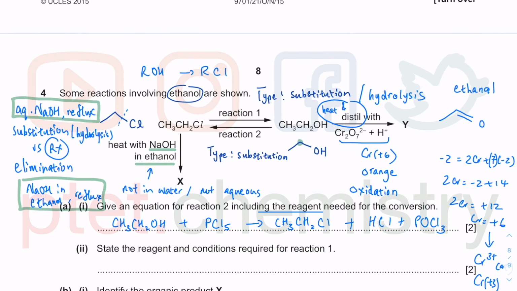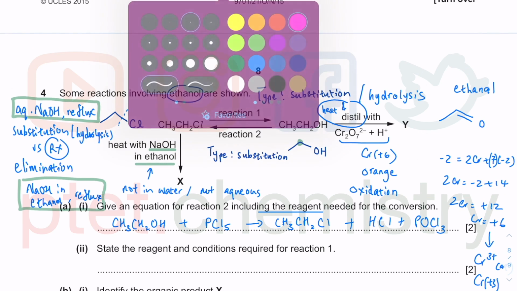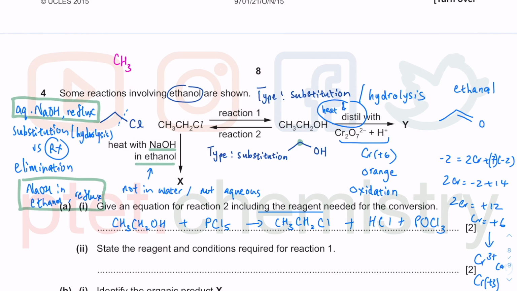If I just write it on top here, you can also use SOCl2. That is called thionyl chloride, SOCl2. You can also chlorinate the OH with Cl. So that's the first thing I will form. I take out the OH, the H combined with the Cl.